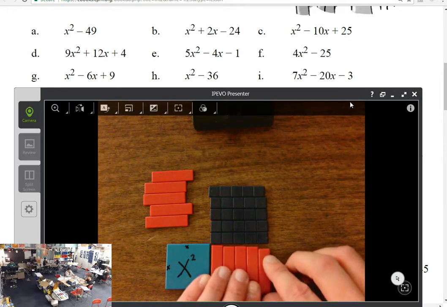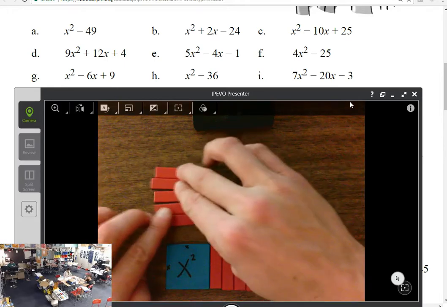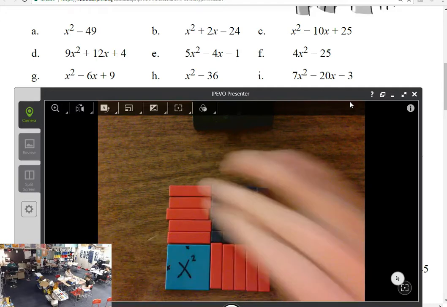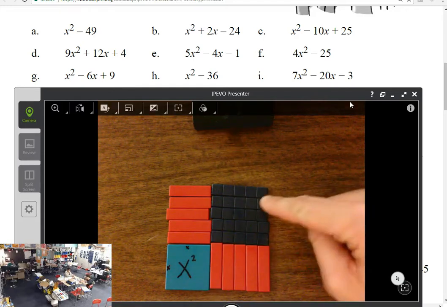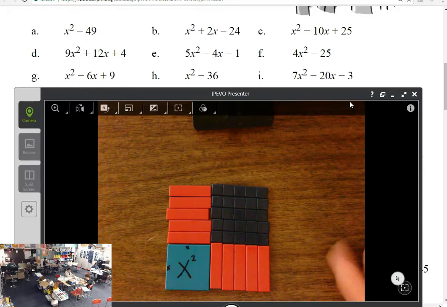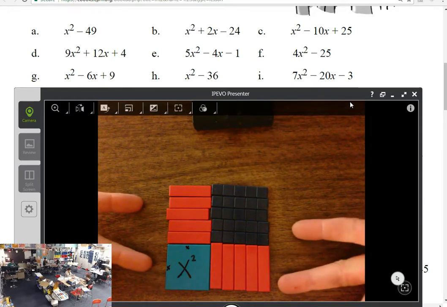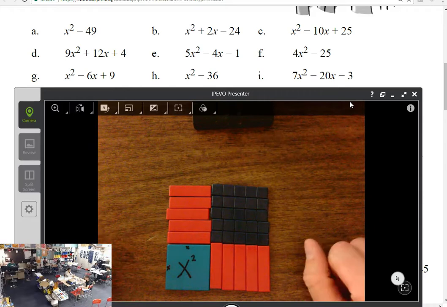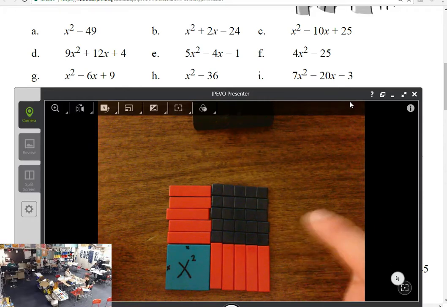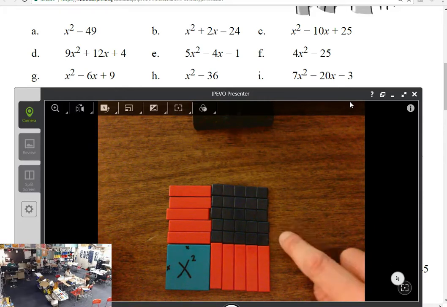Now hold up. What's my height dimension? X minus 5, right? What's my length? And what's a negative 5 times a negative 5? This is what I'm talking about with the whole negative positive thing, it messes with you a little bit. I don't need to bring in any extra tiles for this situation. This is actually a perfect square trinomial.